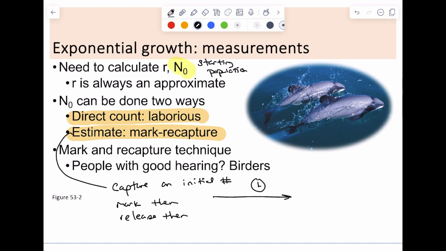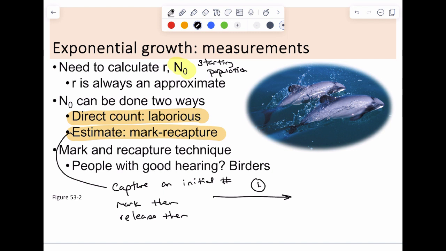I mean, they're not doing that for the purposes of figuring out population, but that'd be a mark. It's a way of saying, this is a good one, she reproduces, don't mess with her. Yeah, so that's a way of saying, don't take this one. So it's for a different purpose, but it's like that.